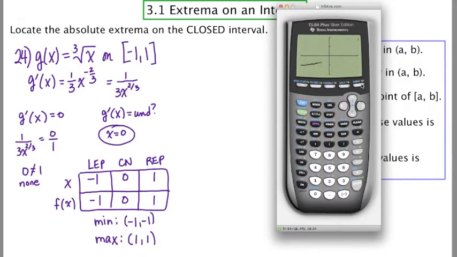Here we go. Here graphs my sideways wiggle. And the lowest point is over here, which is -1, or 1 to the left and 1 down, -1, -1. My highest point is here, 1 to the right, 1 up, 1, 1. Again, confirming graphically our solution that we got manually doing the calculus.